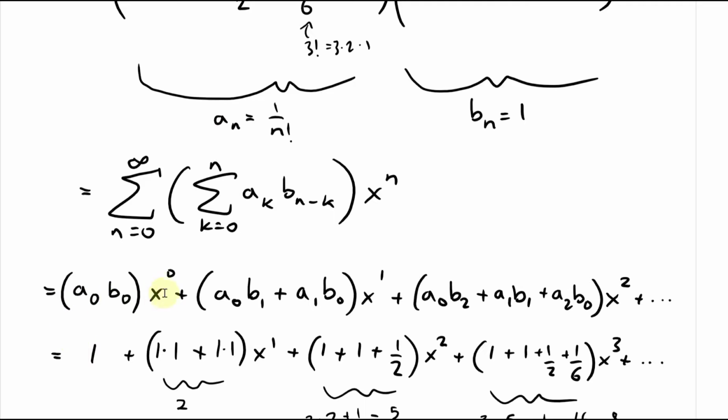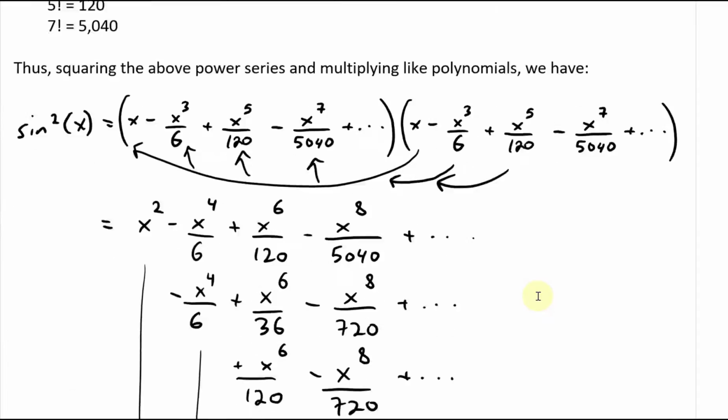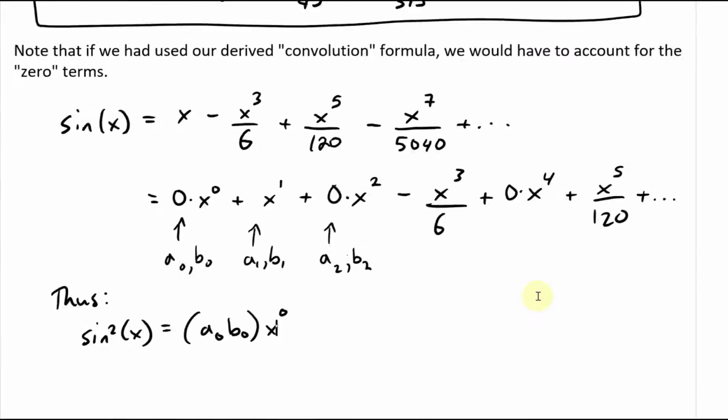We get a0, b0, x to the 0. Then we have a0, b1, and then a1, b0. And then this one's going to be a0, b2, because remember, this is the power of 2. And then the b's go down, the a's go up. And so on.